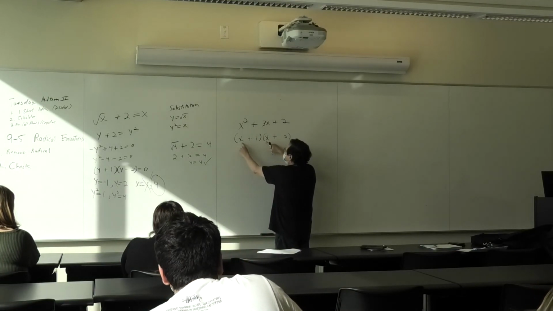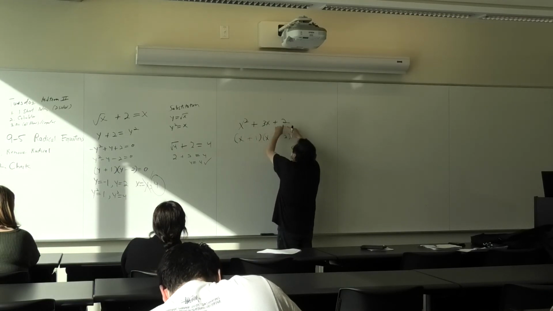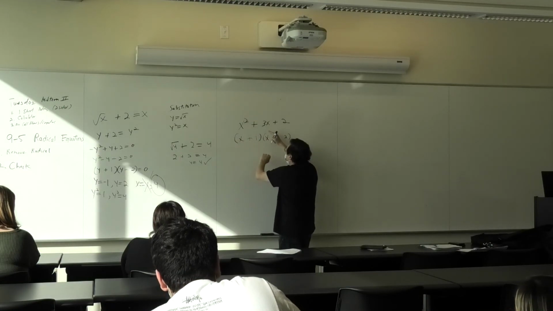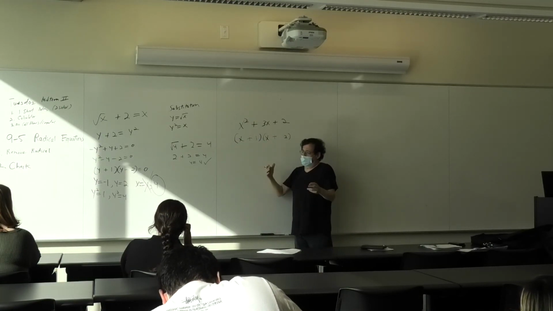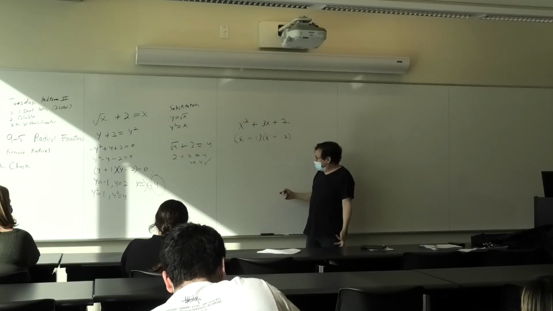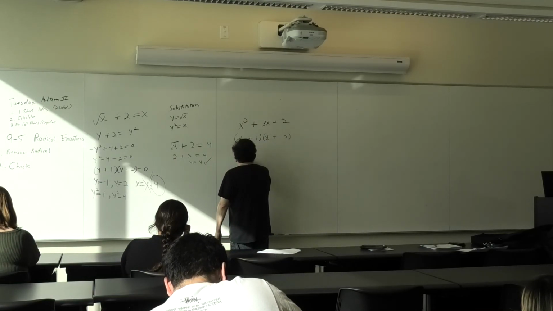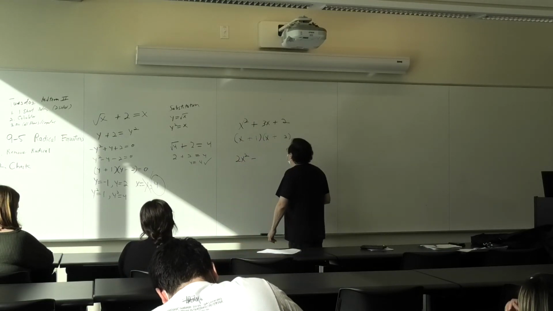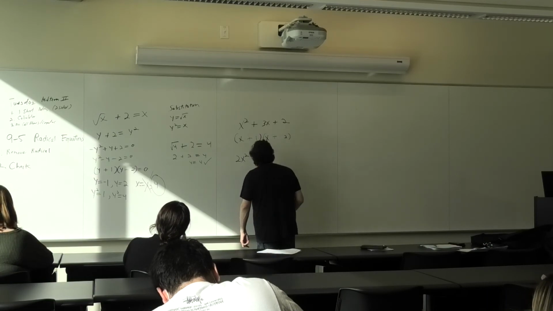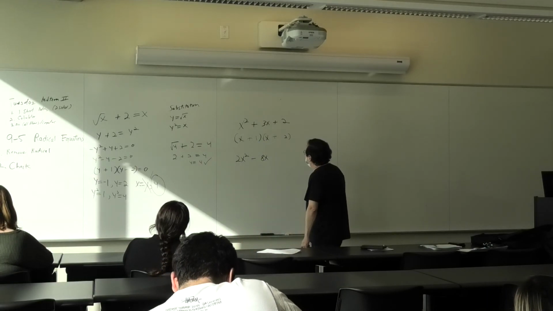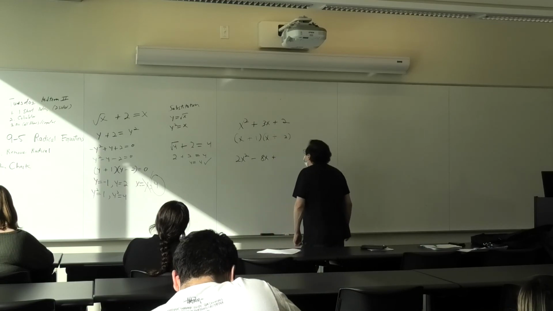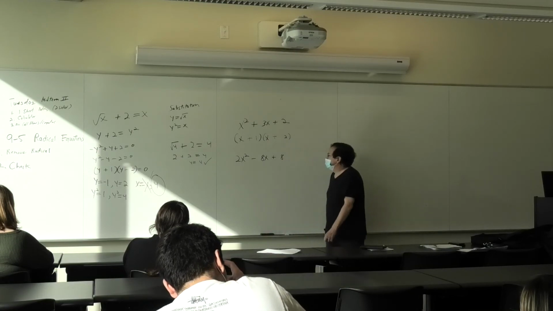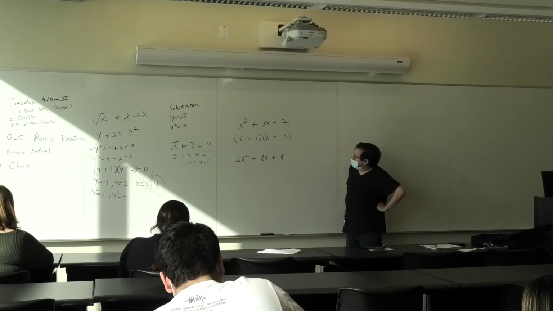The firsts give me x squared. The lasts give me 2. The inner and the outer, 1x and 2x, is 3x. So okay, that's a really simple example. Now, if instead I had something like 2x squared minus 8x plus 8, well, that's a little harder.